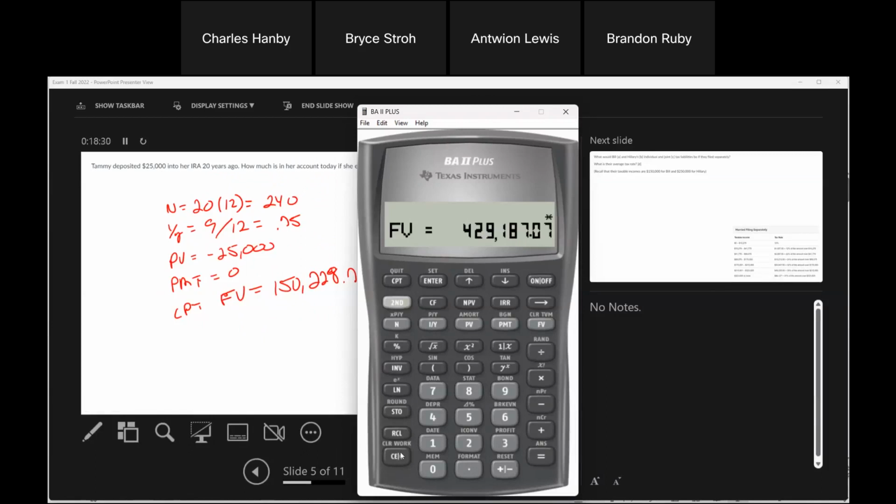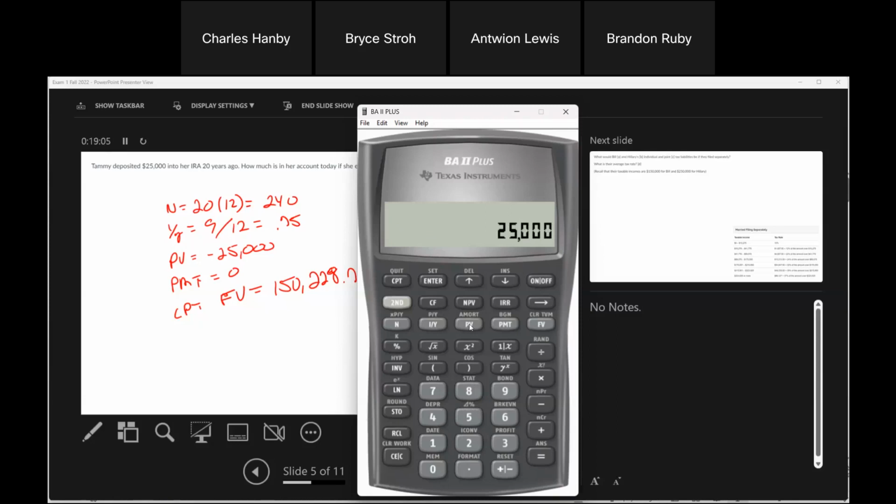So clear. We've got 20 years monthly. So 20 times 12. Make sure you hit the equal sign. If you don't hit the equal sign, you're just entering 12. So 12 divided by 12 equals, and that's your 9 divided by 12. I'm a little brain dead here. 0.75 IY, and then 25,000.